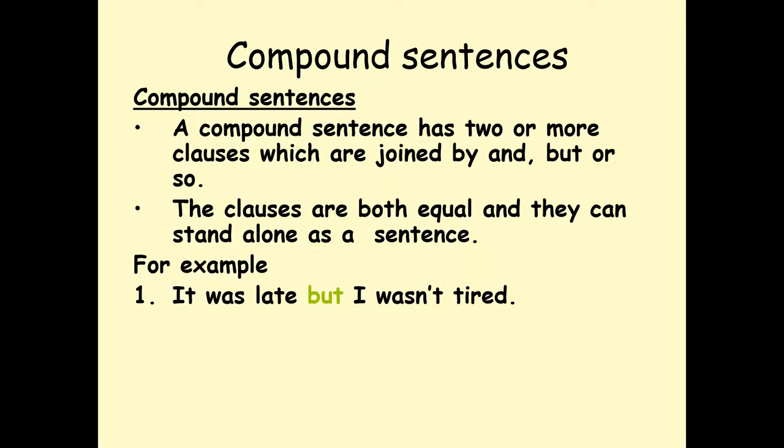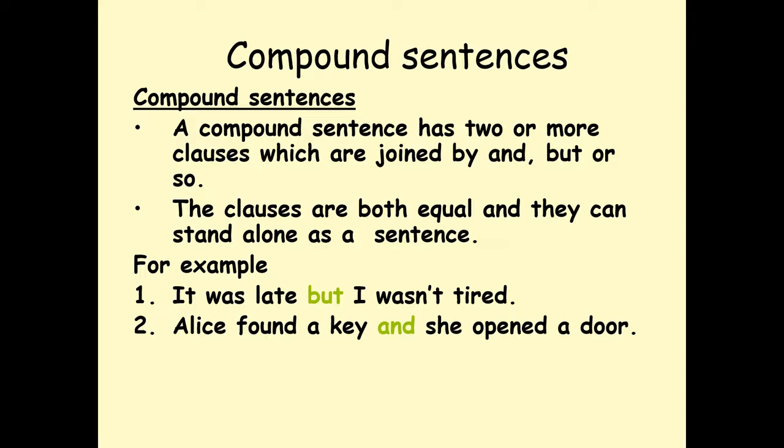For example, I was late, but I wasn't tired. Notice that I was late is joined by but and I wasn't tired, and they're both of equal lengths. That makes that sentence a compound sentence. Or Alice found a key and she opened a door. The gate was open, so I walked in. So those three examples are all simple sentences joined by the connective but, and, or so.